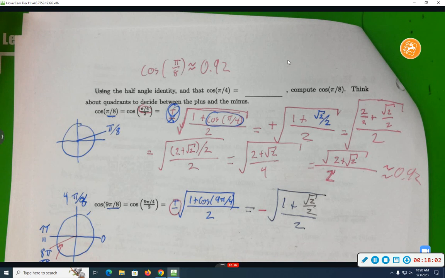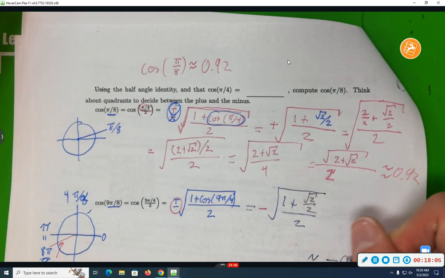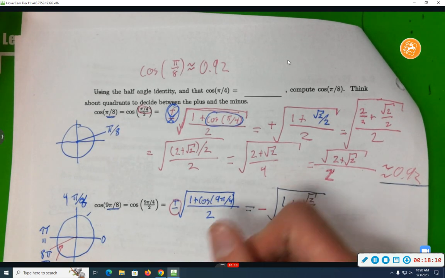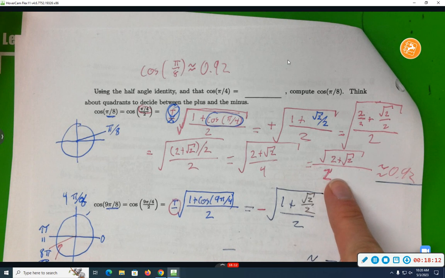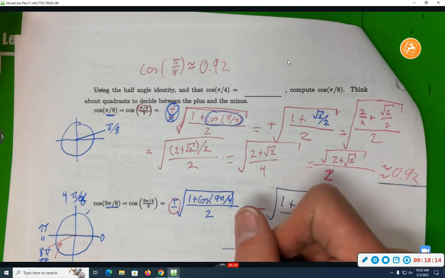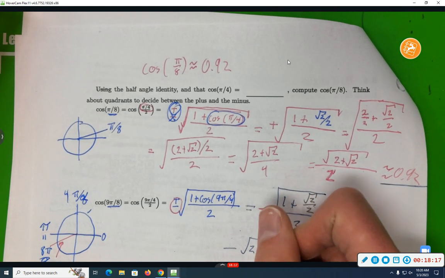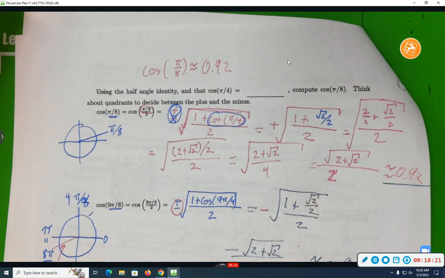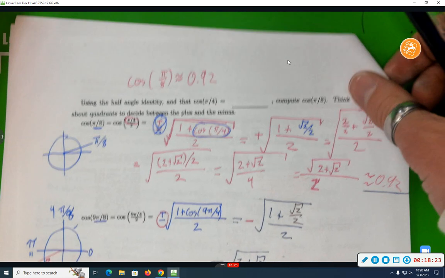About negative 0.92, because it'll be that. Or if you want the exact thing, it'll be negative what we got exactly: negative the square root of 2 plus the square root of 2, all over 2. Cool.